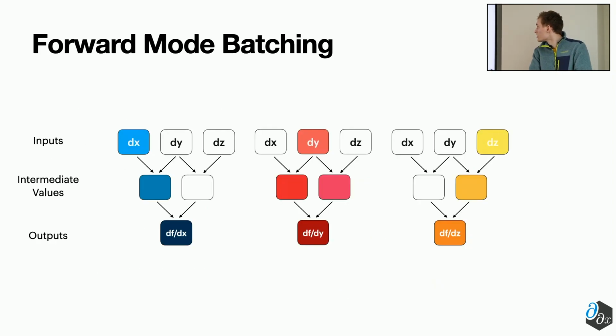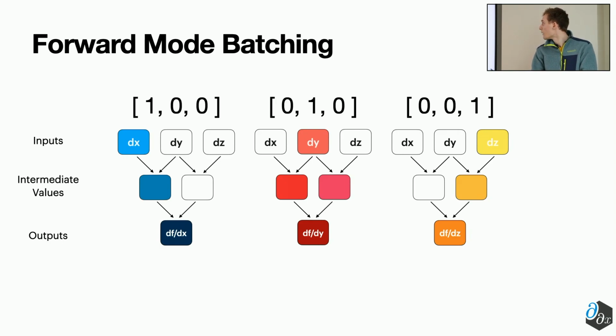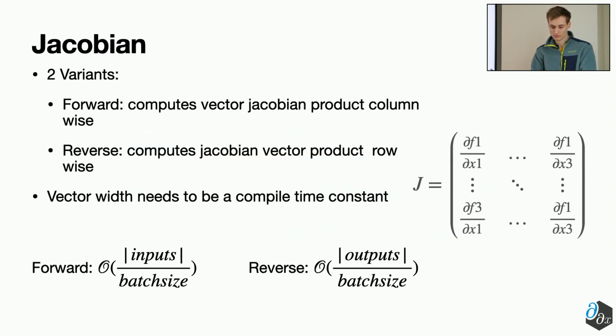So here we can see how you would enable only one of the inputs to propagate that to your output variable, and this way you can get the derivative with respect to dx, dy, or dz, and this is how you would seed those values. And there are two variants to calculate Jacobians. You can use forward mode, which computes the vector Jacobian product column-wise. You can use vectorized reverse mode, which computes the Jacobian row-wise.